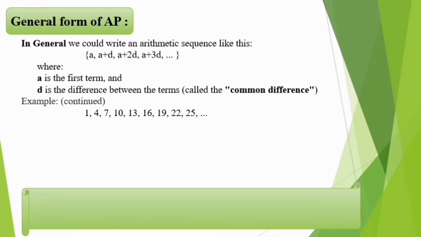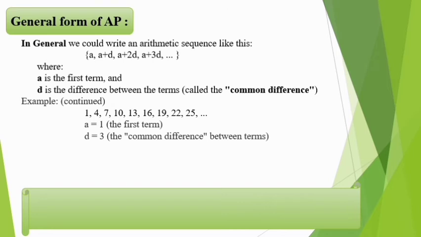Let's look at an example. Now we see one example: 1, 4, 7, 10, 13. In this arithmetic sequence, the first term is 1, the second term is 4, the third term is 7 and so on. Now we find it by the formula. A is equal to 1, our first term, and D is the common difference between the terms, which is 4 minus 1 equals 3. So D is equal to 3.